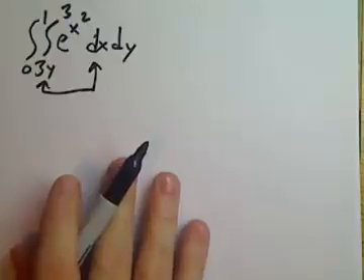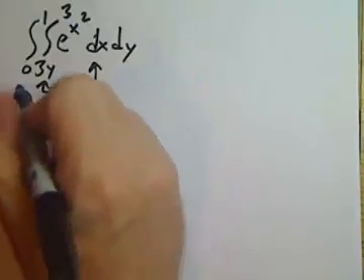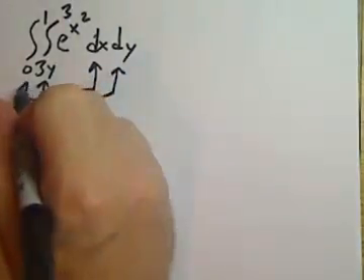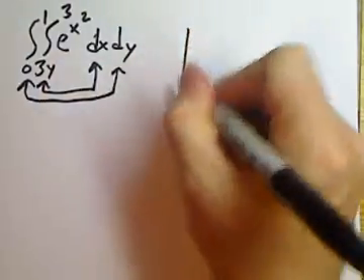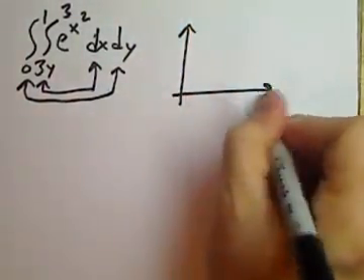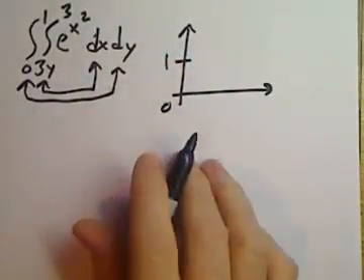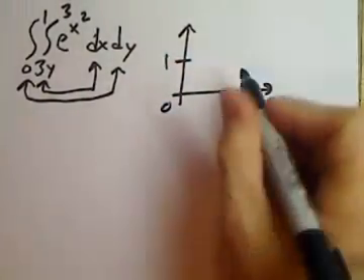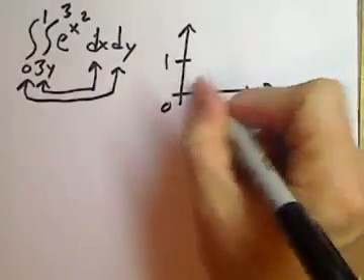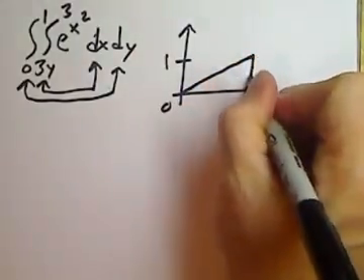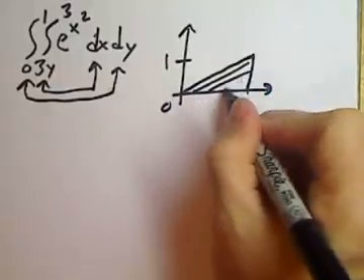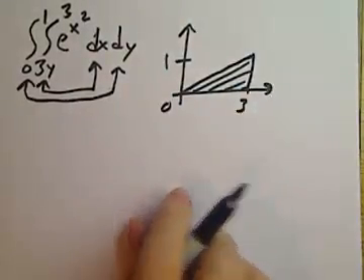To do so, we first need to graph the region. So my y here, the outer integral, is going from 0 to 1. So I have y from 0 to 1. And then x here is going from 3y to 3. So over here is 3 and something like this. So this is my region there.